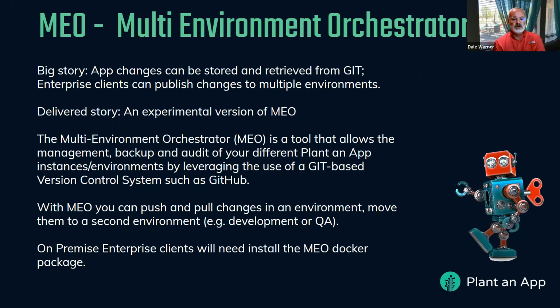With MIO, you'll be able to push and pull changes between environments, for example, from development to QA, and QA to production, and our on-premise clients will need to install the MIO Docker package in order to take advantage of this. It's available experimentally, and you'll probably learn more in the beta. I'm not sure how much of this will apply to you at this point, but it's experimental. So I'm just telling you that it's there, and I don't have anything to demonstrate today.